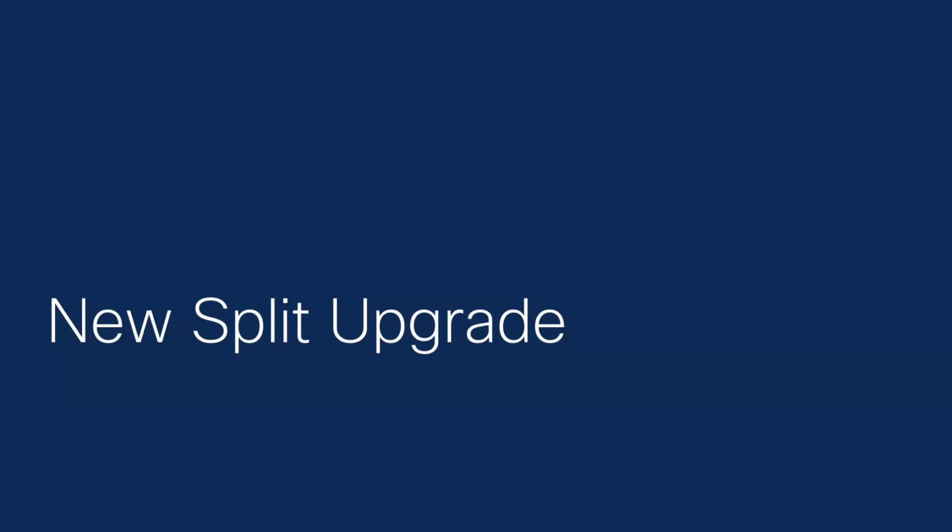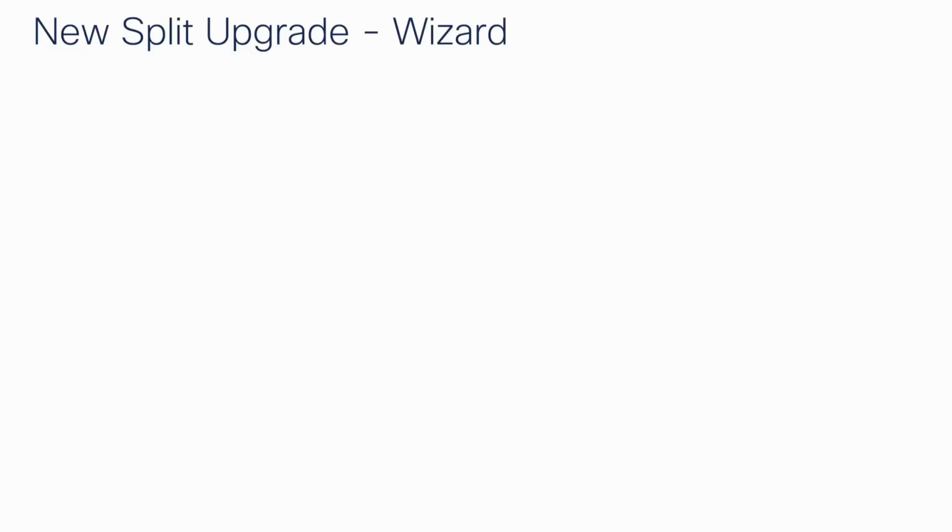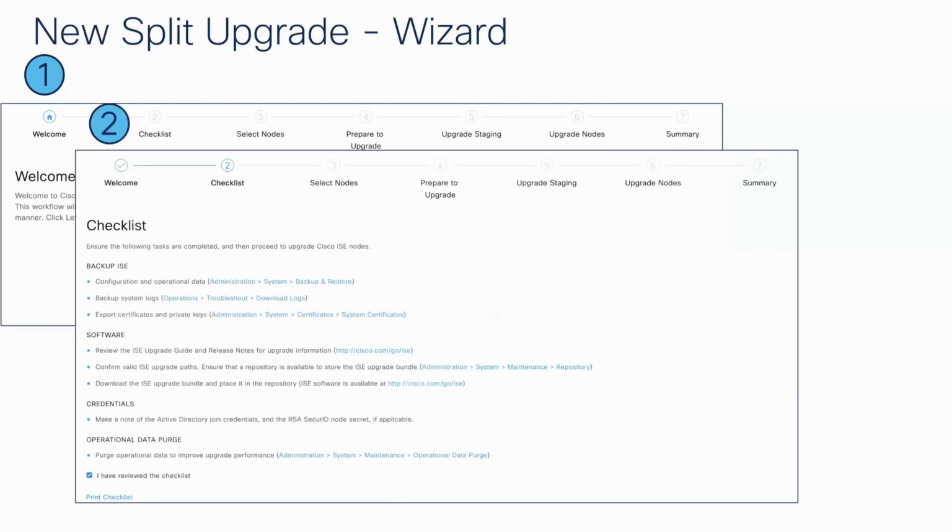So let's talk about the new split upgrade. The new split upgrade is kind of a wizard. It starts with step 1, where you're going to have the welcome page. This explains how your ISE deployment is going to be upgraded to the latest versions. And then the second step is a checklist.